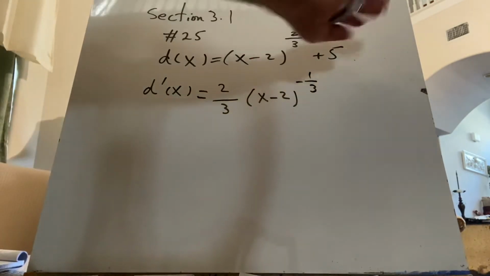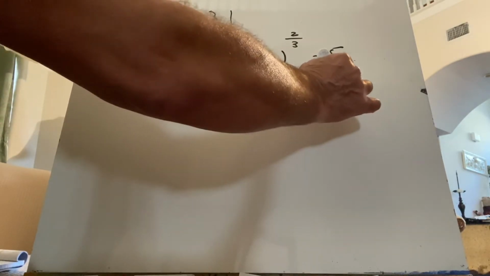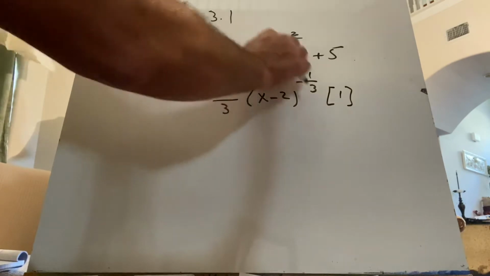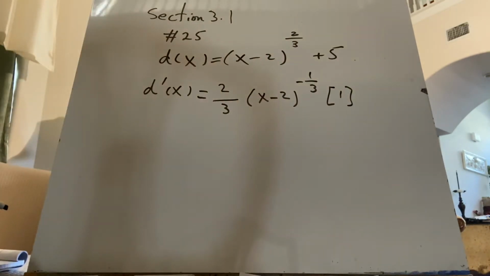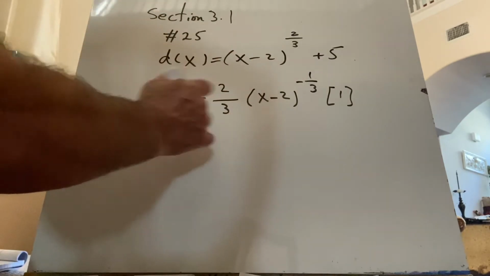And remember, then times the derivative of the function, which, the derivative of x minus 2 is just 1. I'm going to put the 1 anyway, so you won't forget. Always remember to multiply by the derivative of the function, which is what the chain rule says. So this is your derivative. Now we're going to rewrite it so you can see it better.